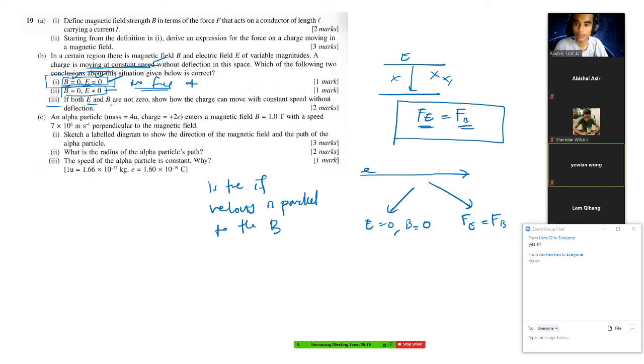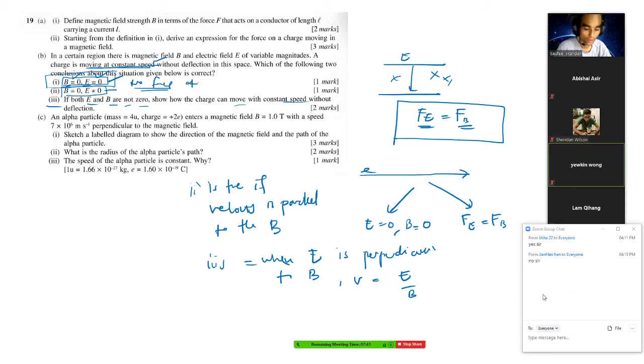Number 3, if both B and E are not 0, show how we can have constant speed without deflection. This occurs when the electric field E is perpendicular to B and V equals E over B. Then we have a constant speed, where the force of E cancels the force of B.